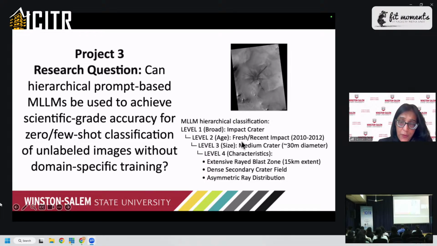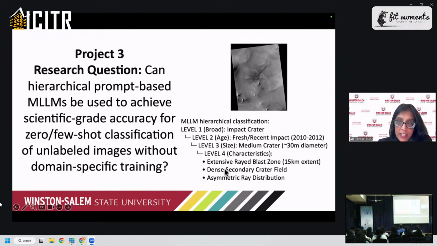classification can be achieved. For example, is it a fresh crater? Like, is it a recent crater? So this crater is from 2010 to 2012, so in planetary system time, it is relatively fresh. Maybe we also want to know whether it is a big crater or a medium crater or a small crater. So, can the MLLM help us with those kinds of things?